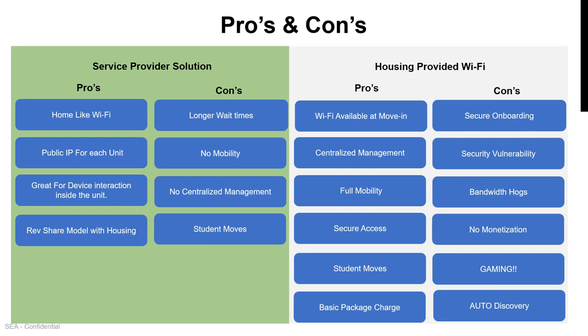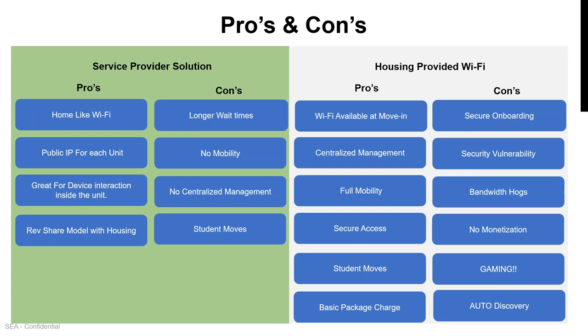Now let's look at the housing provided Wi-Fi model, right? This is something that kind of takes care of quite a lot of these challenges, but it has challenges of its own. So the pros here, obviously you have Wi-Fi available at move-in, and the access to that Wi-Fi is typically done the same way that you access Wi-Fi in your university, with your student credentials. There is centralized management.